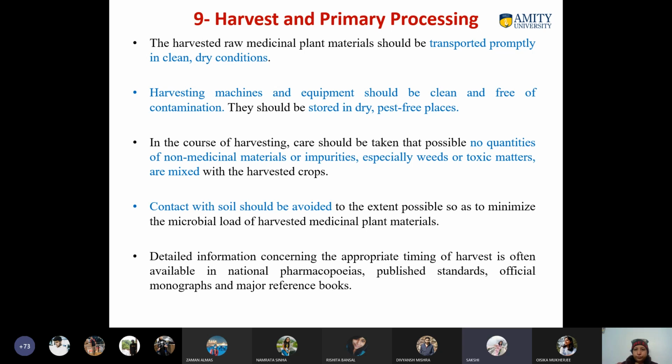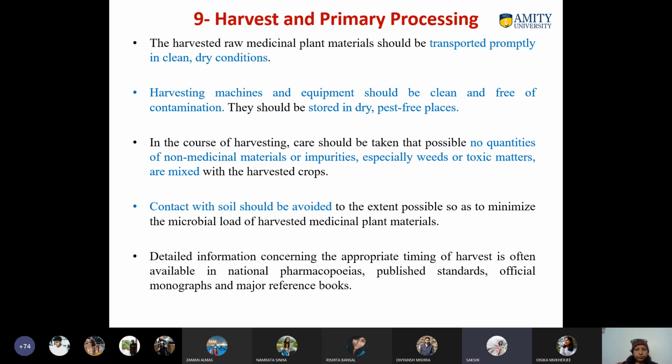The harvested raw plant material should be kept in clean, dry conditions. Machines and equipment should be clean and free of pollution. They should be kept in dry places. Care should be taken that no quantities of non-medicinal materials or impurities, especially weeds or toxins, are mixed with the harvested material. Contact with soil should be avoided to the extent possible so as to minimize the microbial load of the harvested medicinal plant material.